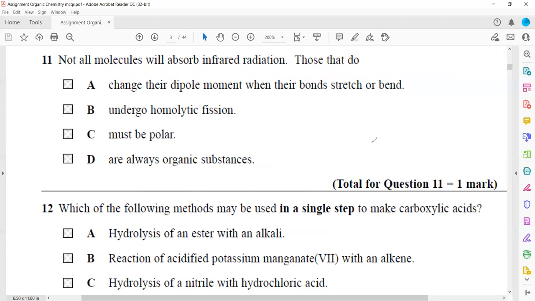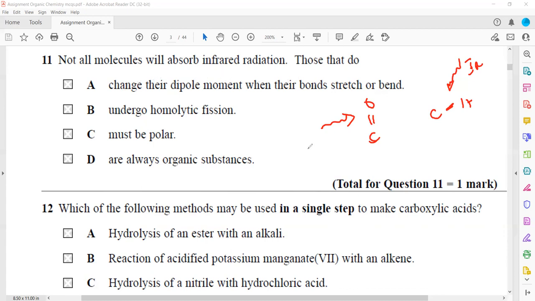For example, if you have C double bonded with O, or you have C-H, what happens when infrared radiation is absorbed? The bond will stretch, or the molecule might rotate or bend. So the bond length changes when we expose these molecules, their bonds, to IR radiation. So this changes their dipole moment.